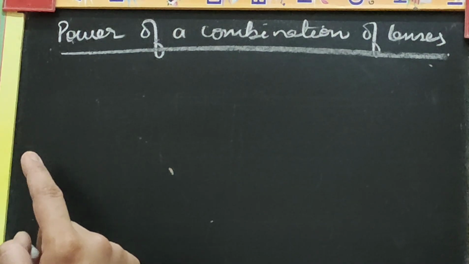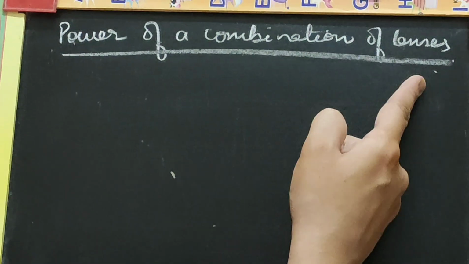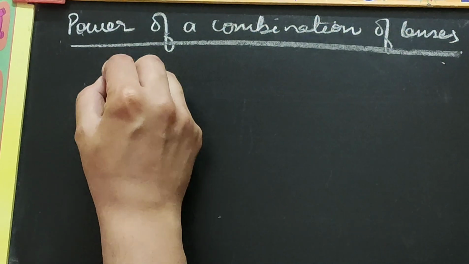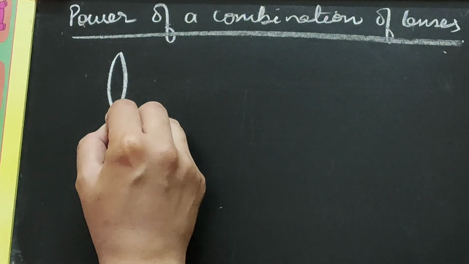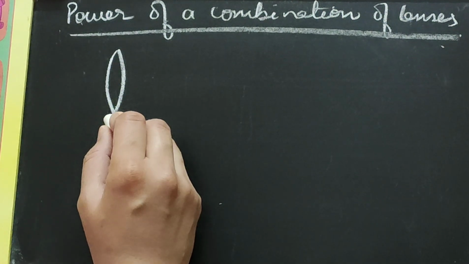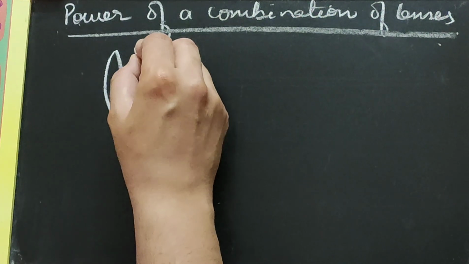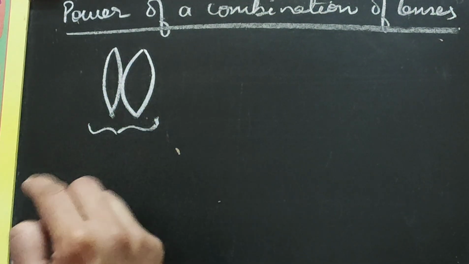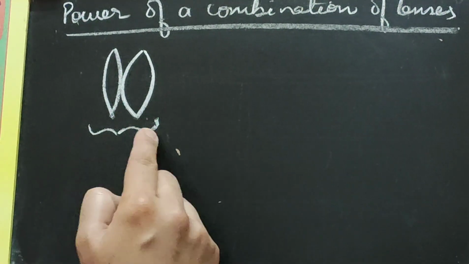Next topic of discussion is the power of a combination of lenses. We will be discussing that if more than one lens is being used, suppose there is a convex lens and I have placed another lens, say convex, in contact with this lens, how is this combination going to behave, or what will be the power of this combination?